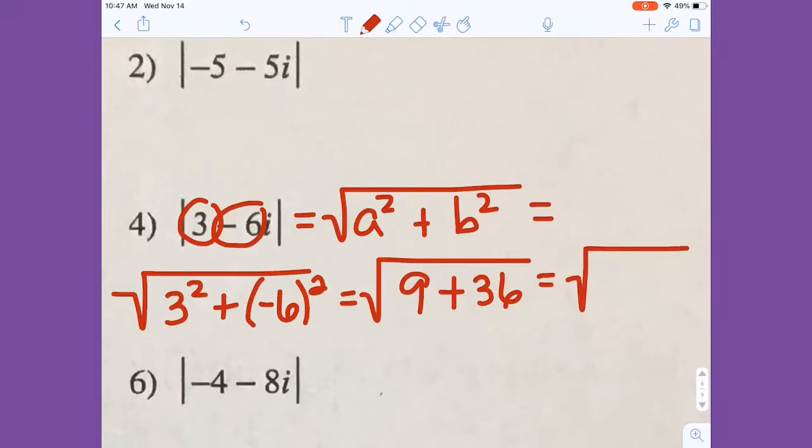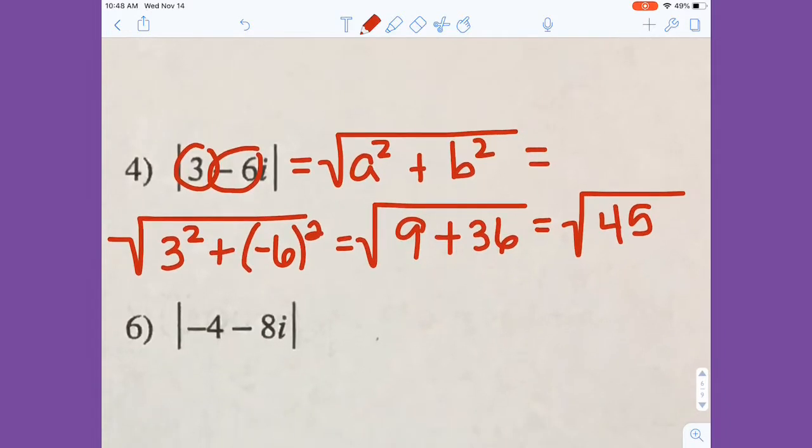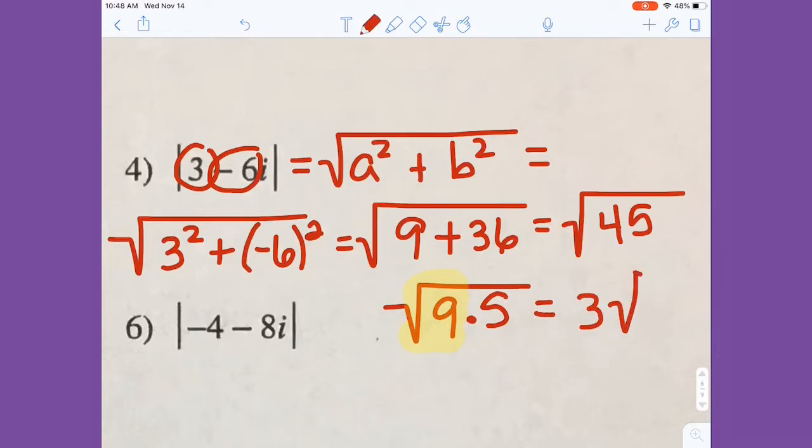Let's continue to simplify. 9 plus 36. That is going to give me 45, square root of 45. So the question is, can you simplify any further the square root of 45? And yes, we can. We can take 9 times 5 is 45, and we can actually take the square root of 9. The square root of 9 is 3. We'll leave the 5 inside the radical. And so this would be the absolute value of that complex number.